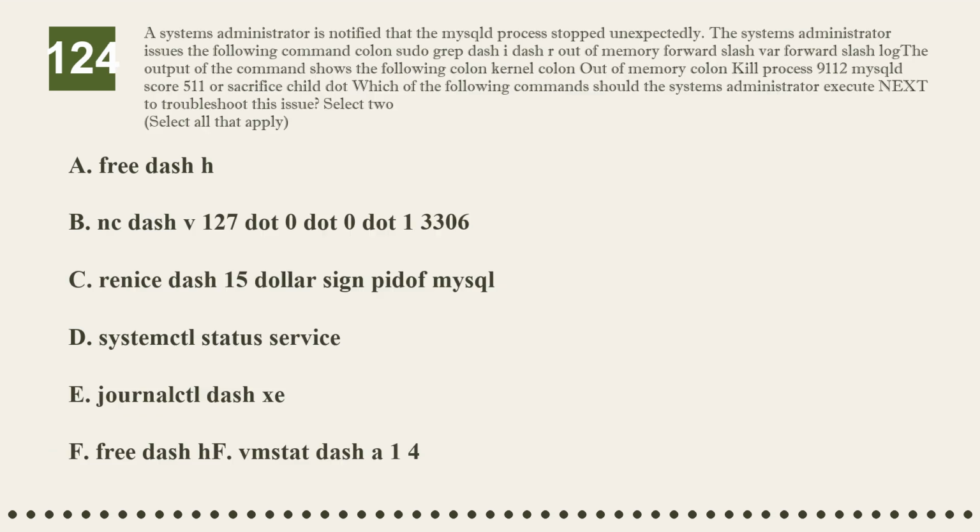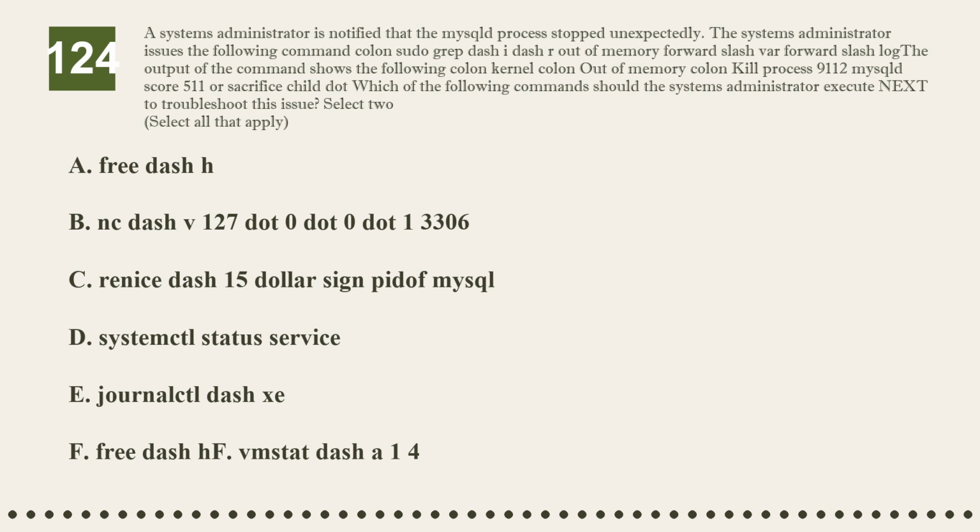Question 124. A systems administrator is notified that the mysqld process stopped unexpectedly. The systems administrator issues the following command: sudo grep -i "out of memory" /var/log. The output of the command shows the following: kernel: Out of memory: Kill process 9112 (mysqld) score 511 or sacrifice child. Which of the following commands should the systems administrator execute next to troubleshoot this issue?